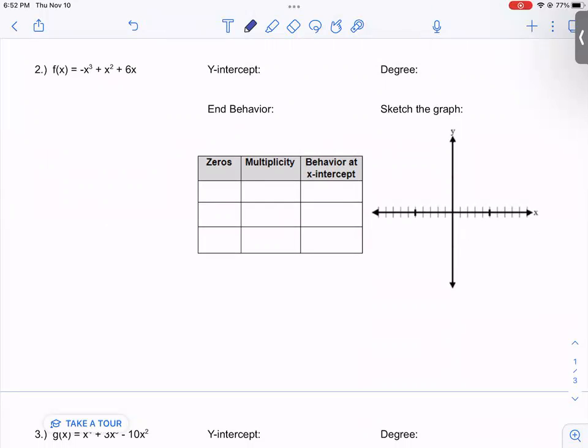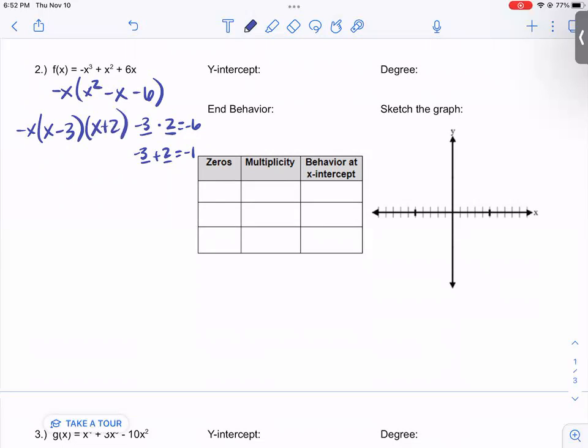Our second example, we need to factor out a GCF, and because we have a negative first term, I'm going to take the negative 1 out with it. So here we go. We're going to take out a negative x times x squared minus x minus 6. If we continue on, I'm thinking in my head, what multiplies to negative 6 but adds to negative 1? This is going to be negative 3 and 2. So we end up with negative x times x minus 3 and x plus 2.